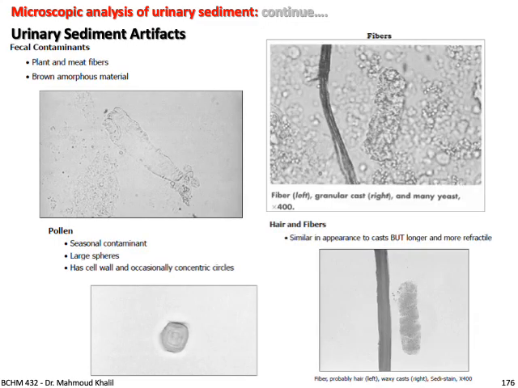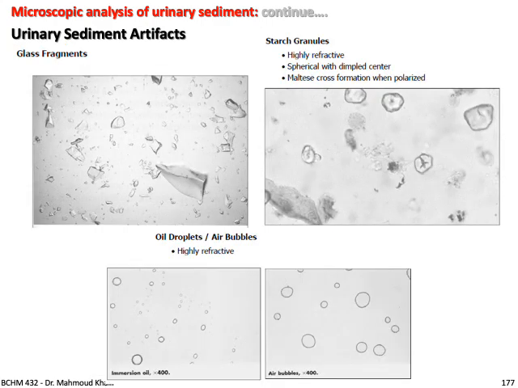There are other urinary sediment artifacts, like fecal contamination with plant and meat fibers, hair and fibers, and pollen grains. These are different artifacts in the urine. Other artifacts are glass fragments in the urine. Strange, but it can happen. Also starch granules, and you can see oil droplets or air bubbles in the urine. These are all artifacts, not crystals.